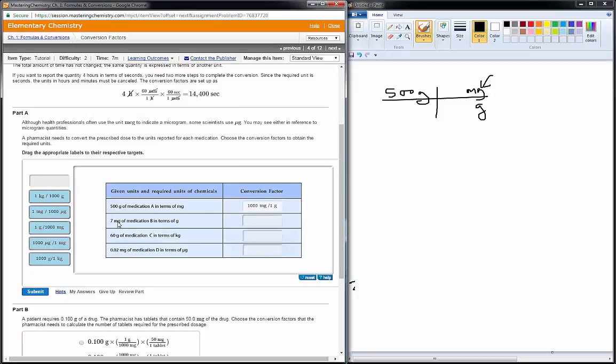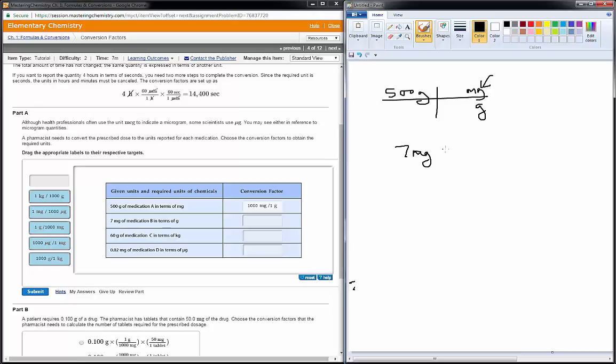Next, if I have milligrams and I want grams, 7 milligrams, then in this case I want something with milligrams on the bottom, so those will cancel, and grams on the top because that's what they want. So grams on the top, milligrams on the bottom. That's right here.